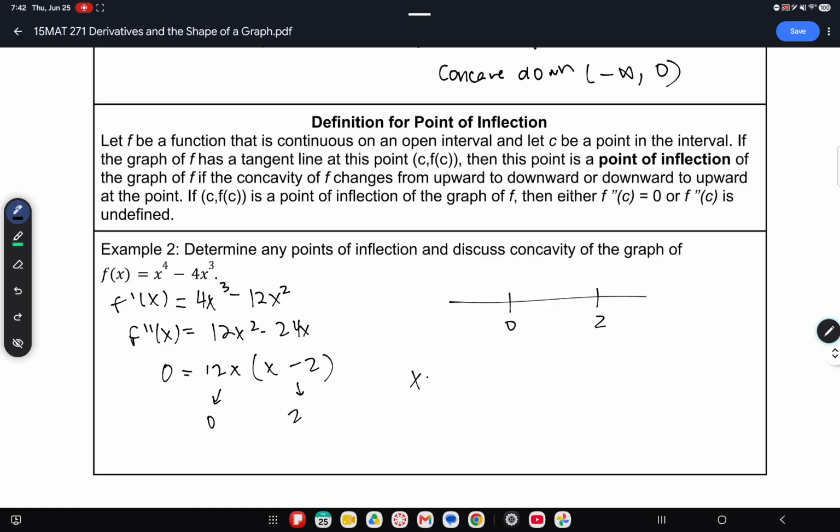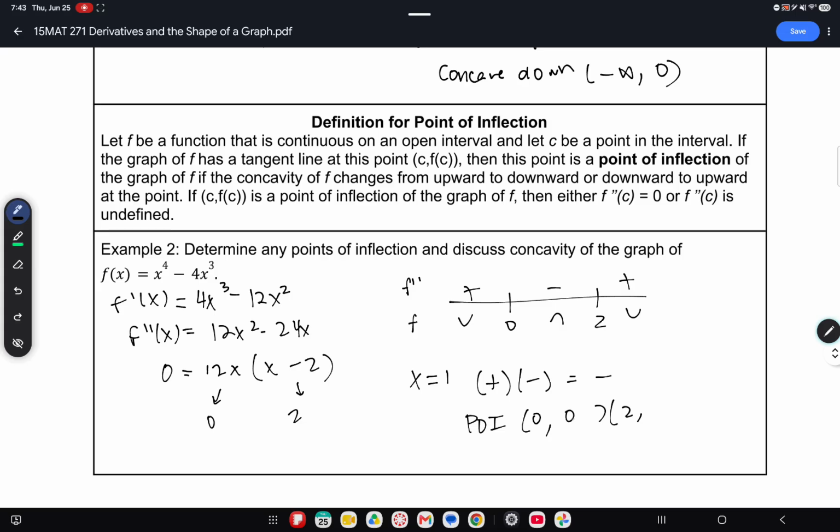And then 1, again, is always really nice to work with. So 12 times 1 is positive, and 1 minus 2 is negative. So in the end, it's negative, right? So that's our second derivative. So our original is up, down, up. So we have points of inflection at 0 and 2, and I'll get those values.